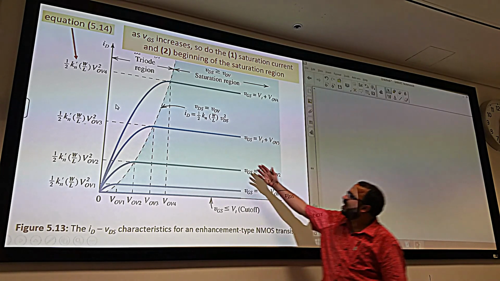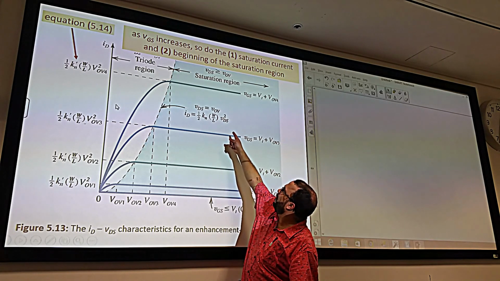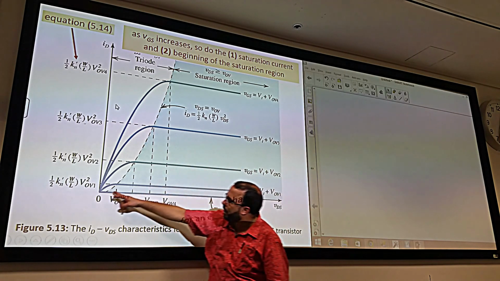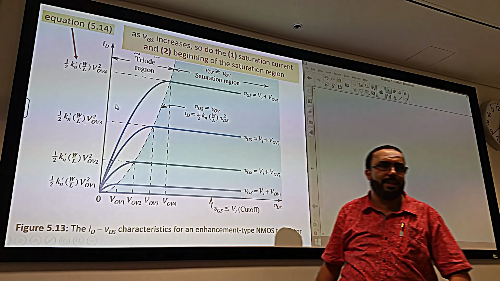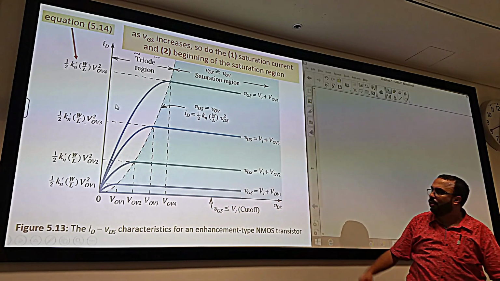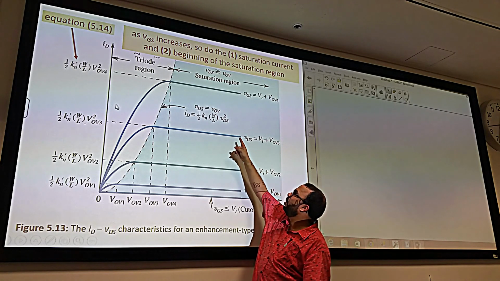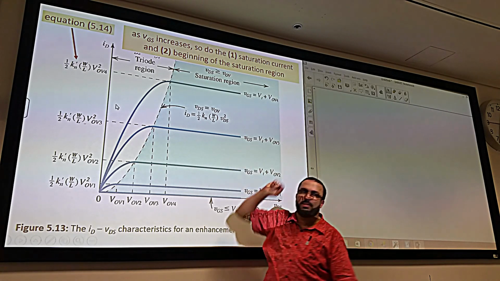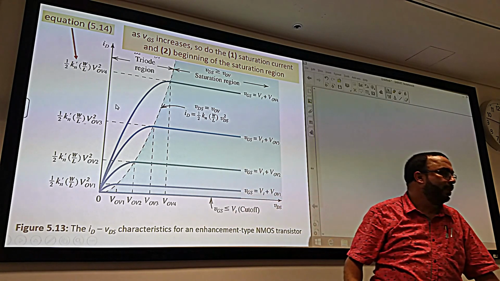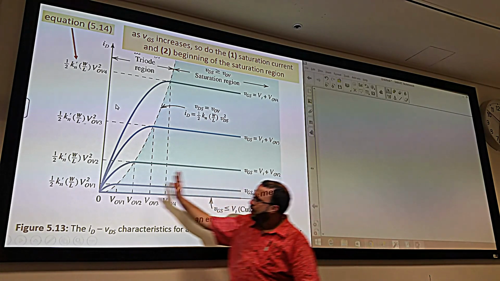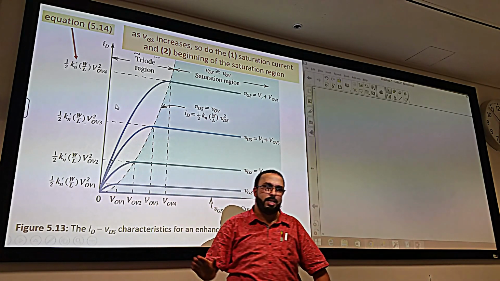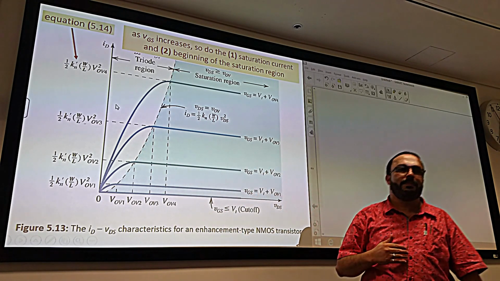As you can see here, in this equation we replaced VDS by the overdrive because that's the boundary. Yes or no? And we call that VDS SAT. So if we want to write it correctly, we should write VDS with SAT beside it. That's the VDS SAT, where basically the triode meets the saturation, the boundary.